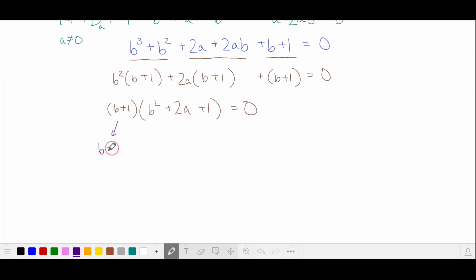This is true when b is equal to negative 1. This gives us a magnitude of 1. Over here, this factor has to be 0. So b squared is minus 2a minus 1.